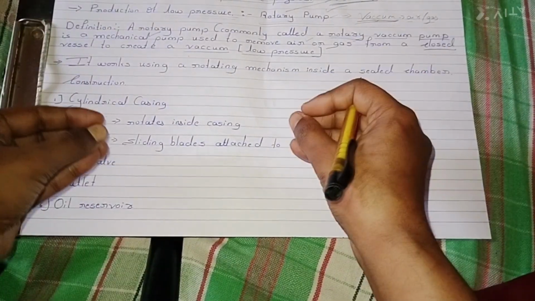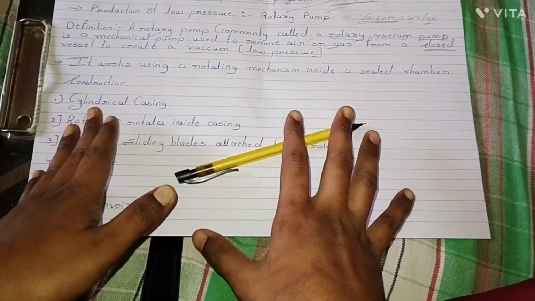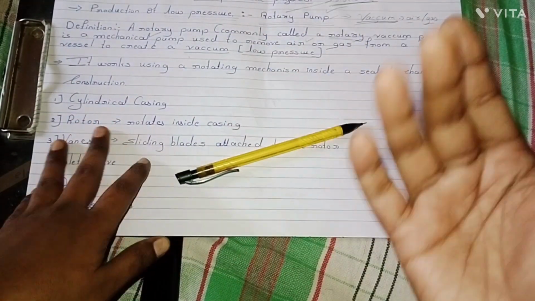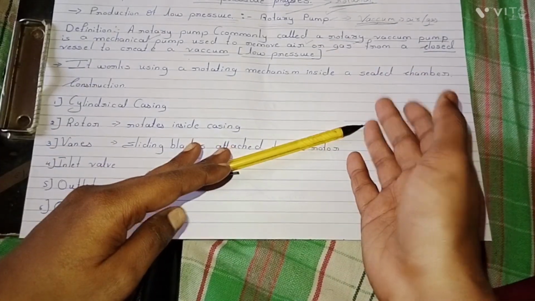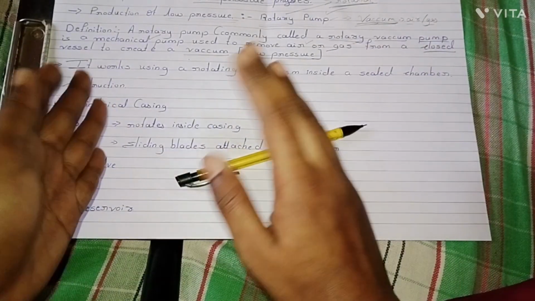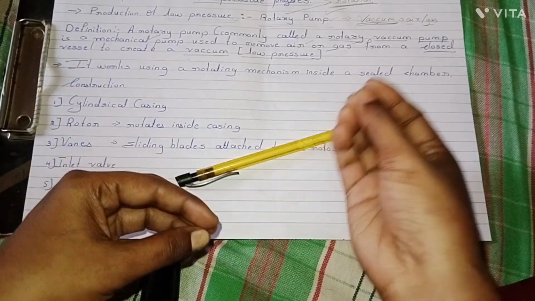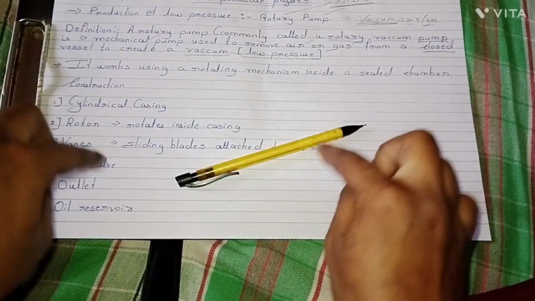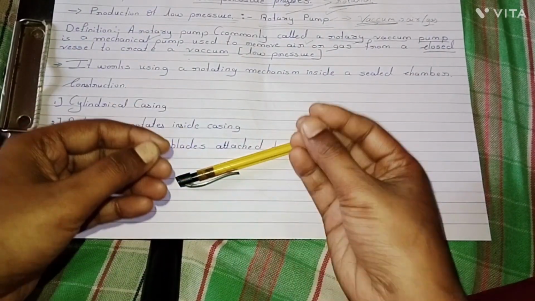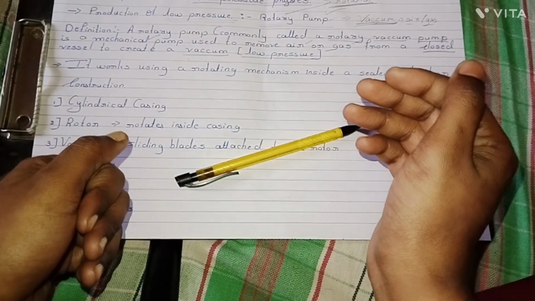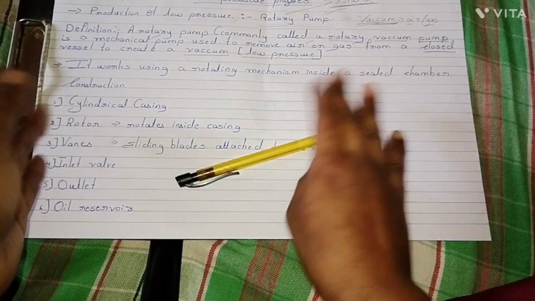I hope the definition is clear for you. It is a very simple definition. A rotary pump, which we also commonly call a rotary vacuum pump, is a mechanical pump used to remove air or a gas from a closed vessel to create a vacuum, that is, a low pressure. I hope the definition is clear for you.